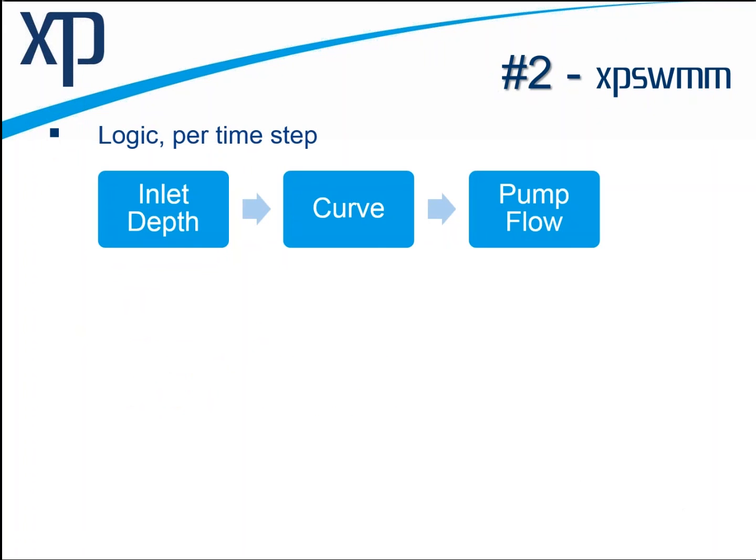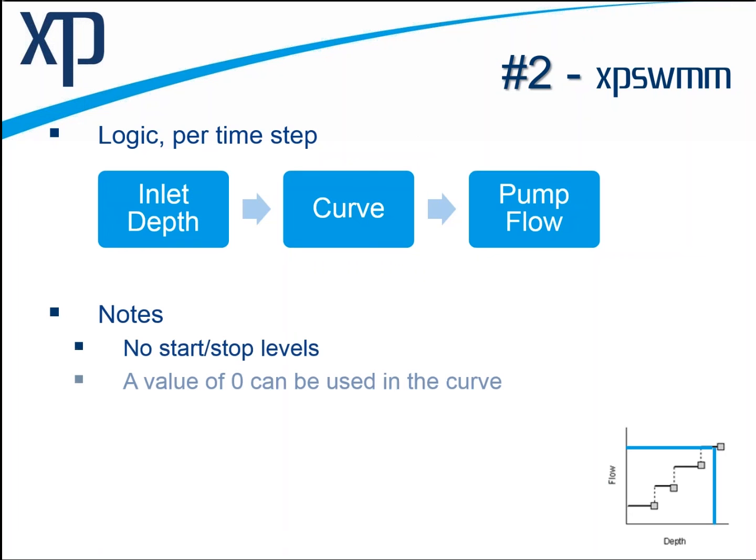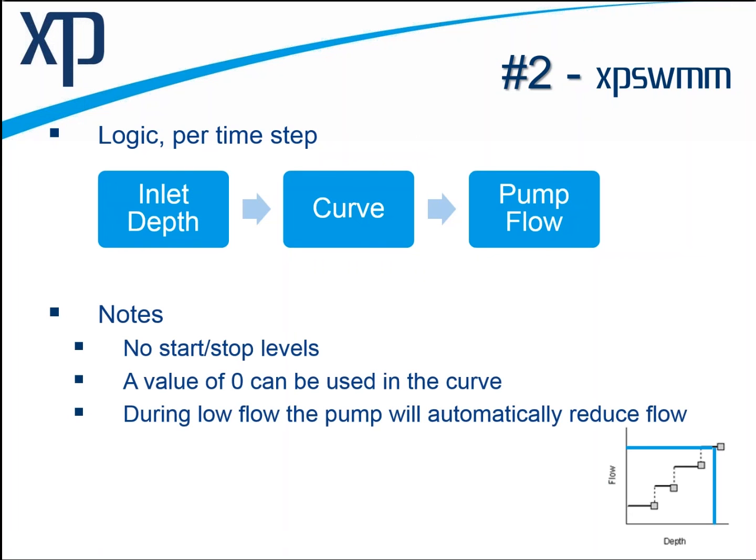Next option, the logic here will be similar, so step through it. Instead of the wet well volume, we're going to use inlet depth, same idea. Hit the curve, get the pump flow, and that's what's going to be removed from the wet well. Then anything going into the wet well, I suppose you could also have overflows, but it's just general mass balance per time step giving you a volume. Similarly, you're not going to have a start-stop level, only a value of zero.